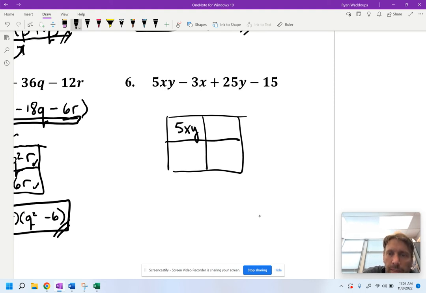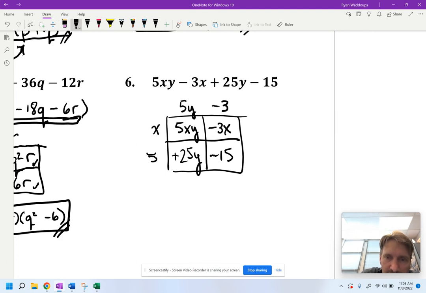5xy and minus 15. And then I'll put minus 3x and plus 25y. And I factor the top row, they have an x in common. And the bottom row, they have 5 in common. And the first column, they have 5y in common. And the second column has negative 3 in common. I'm going to put a negative because they're both negative, so pretty sure that works, but let's multiply it out.